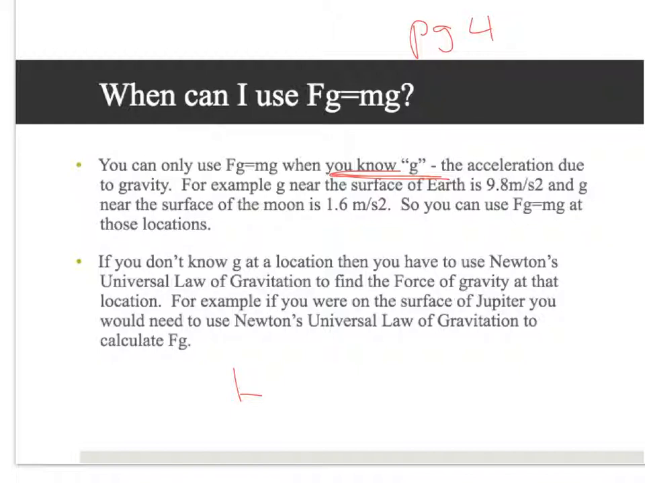If you don't know g at a location, you're going to have to use Newton's universal law of gravitation to find the force of gravity. That's in your packet, at that location. So if we were on the surface of Jupiter, you'd need to use this to find Fg, the weight, or just the force of gravity between two objects.